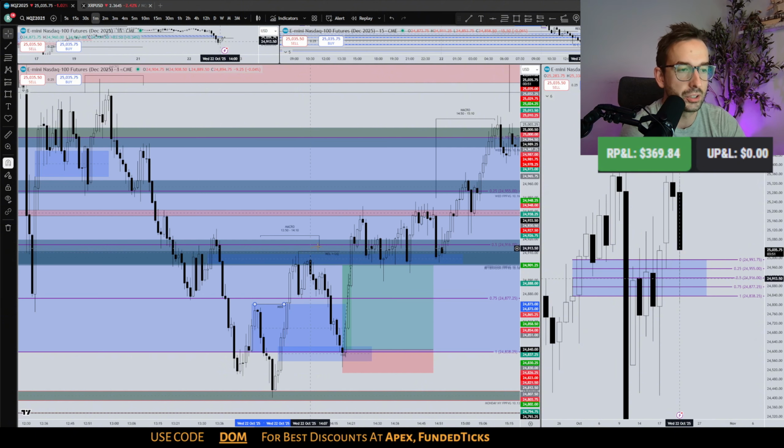When it comes to retail logic, everyone's like, oh, perfect, it retraced, it's creating a top here, it's probably going to drop. And what did price do? It actually did drop.